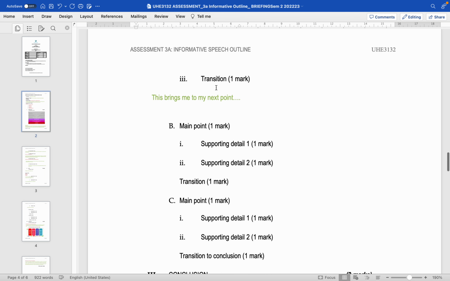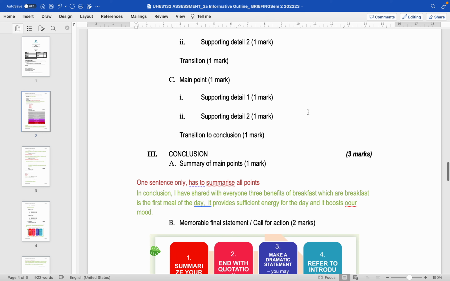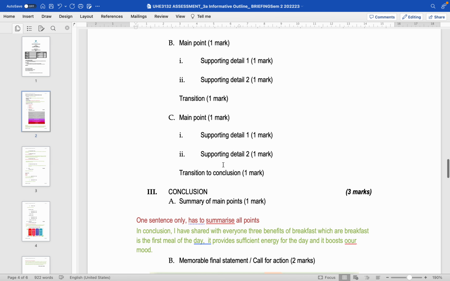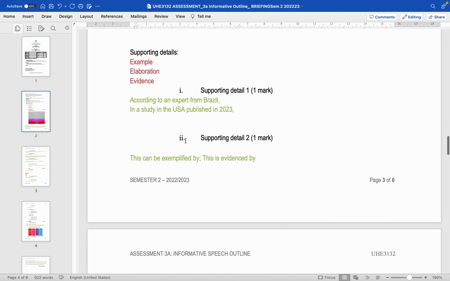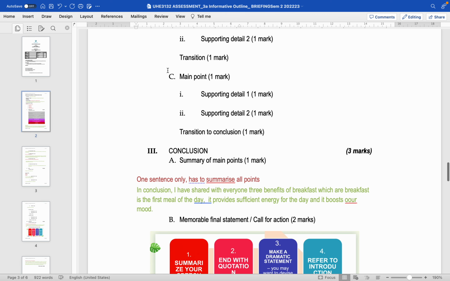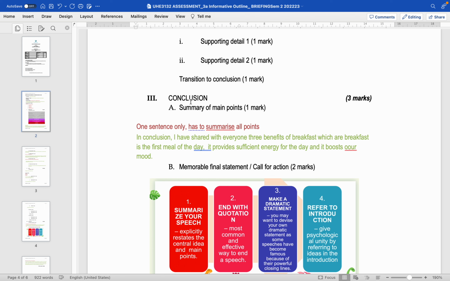The next one is the transition. Transition is basically how you link your current point to the next point. This brings me to my next point, that is blah blah blah. I will not be repeating main point 2 and also main point 3 because it's literally the same thing as here. Finally, we're going to the conclusion.